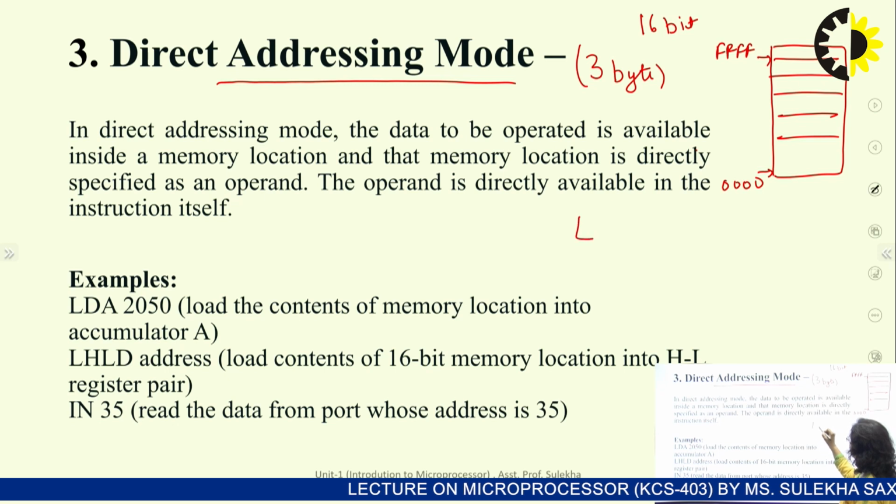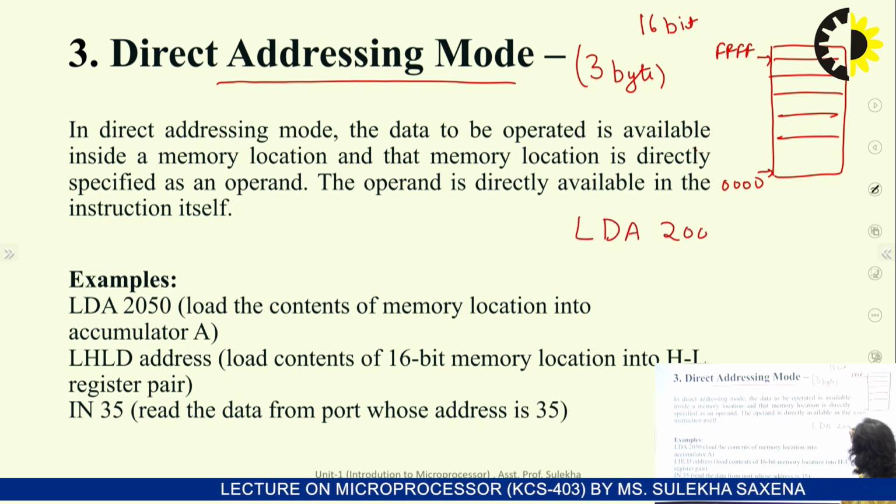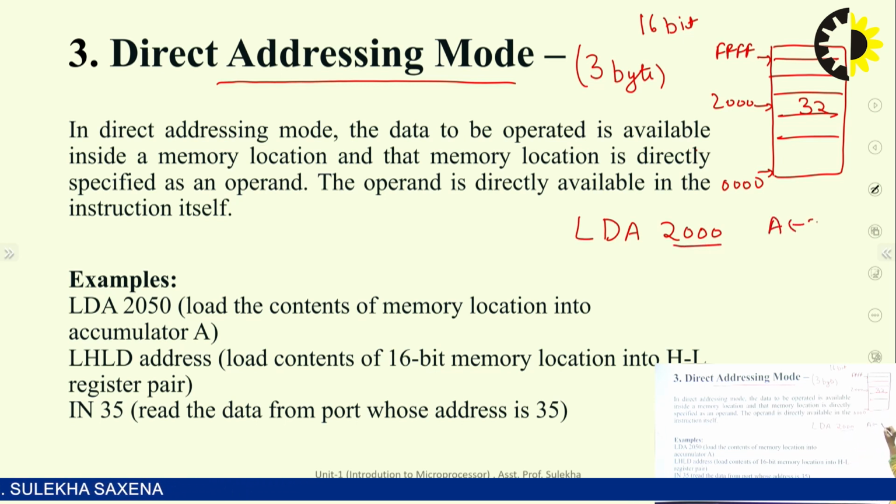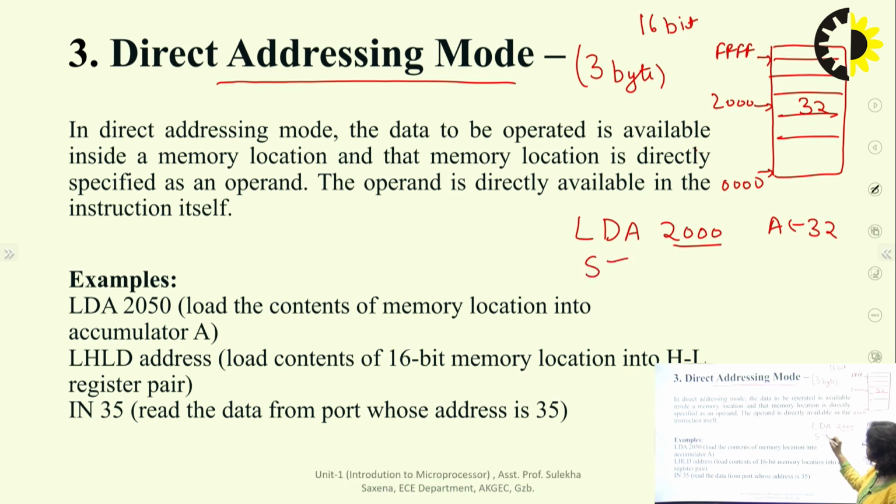For example, LDA 2000. So, here 2000 is the memory address. For example, if at this location 2000 there is 32, this instruction copies the content of the given address to the accumulator, that is, 32 is copied to the accumulator. Similarly, there are other instructions like STA 2000. This instruction copies the content of the accumulator to the given address, that is 2000, just the opposite. So, any instruction where the memory address is directly provided in the instruction is called direct addressing mode.